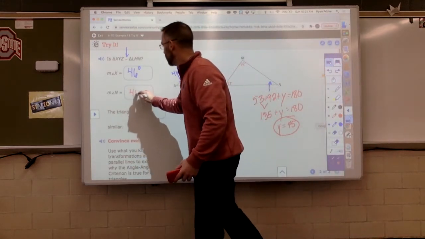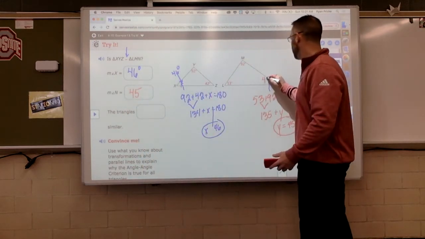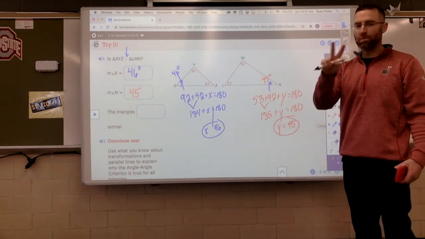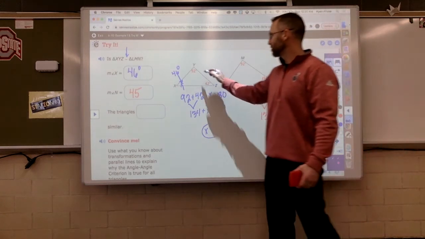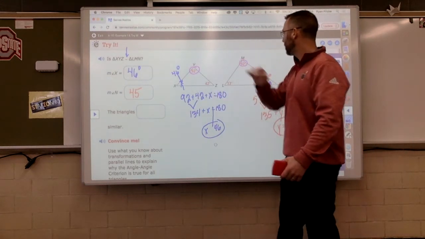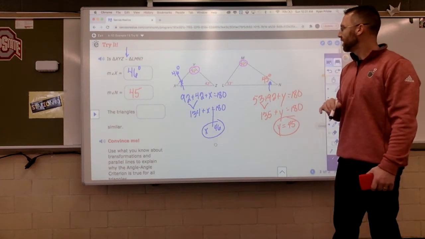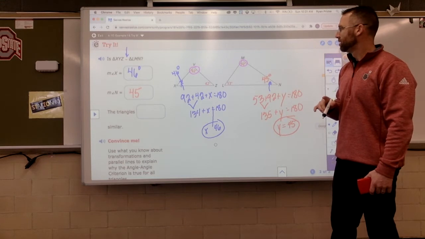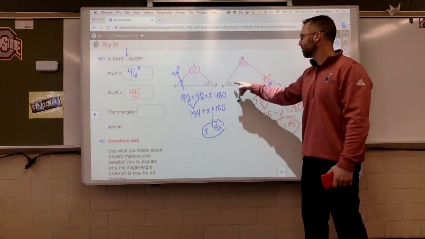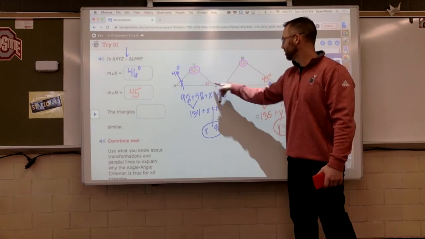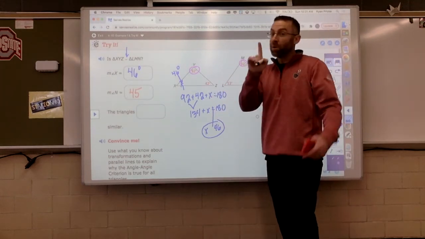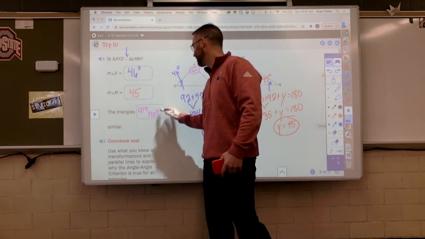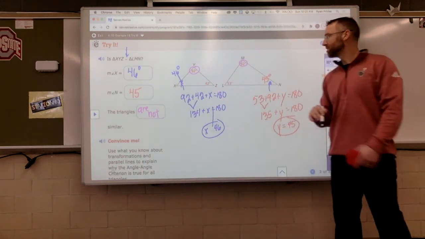Now, it wants to say, are these two triangles similar? Well, if they're similar, they have two pairs of congruent angles. Two pairs. So I can identify one pair of congruent angles. Can you identify another pair? Is there a 46 over here? Nope. Just 42, one pair. There's only one pair. What does that mean? These things are not similar.